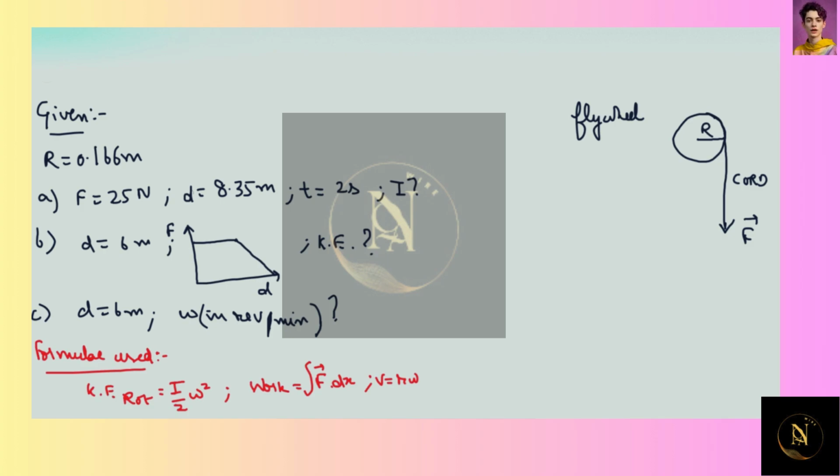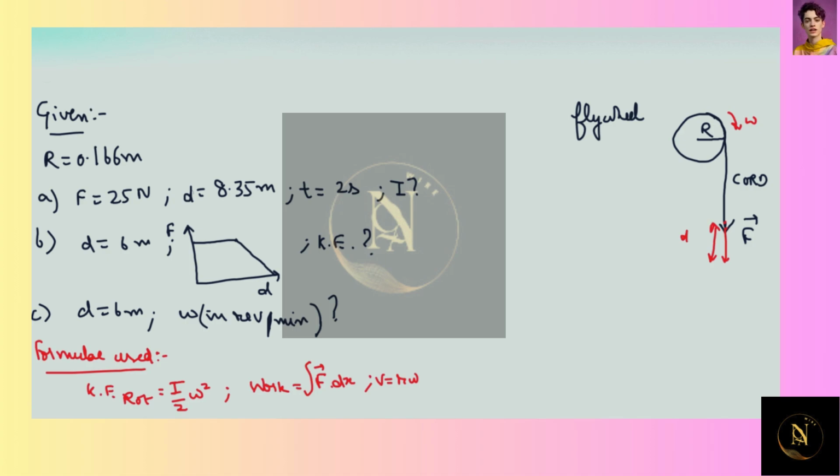Part A has a constant force of 25 Newton, and this cord moves 8.35 meter downward in 2 seconds. Initially, the flywheel was not moving, so after applying the force, the flywheel moves this way with angular velocity omega, and the end point of the cord moves a distance d of 8.35. It takes 2 seconds. We are asked to find the moment of inertia.